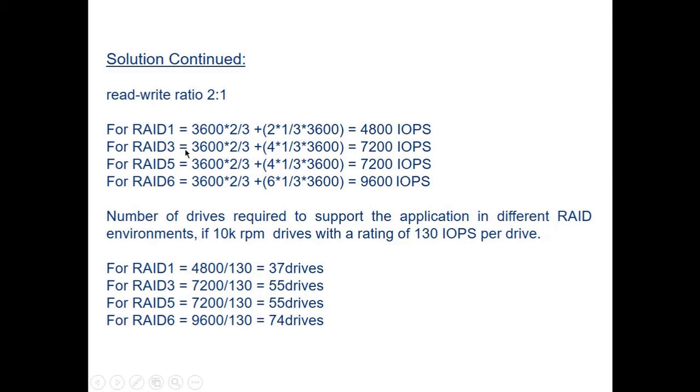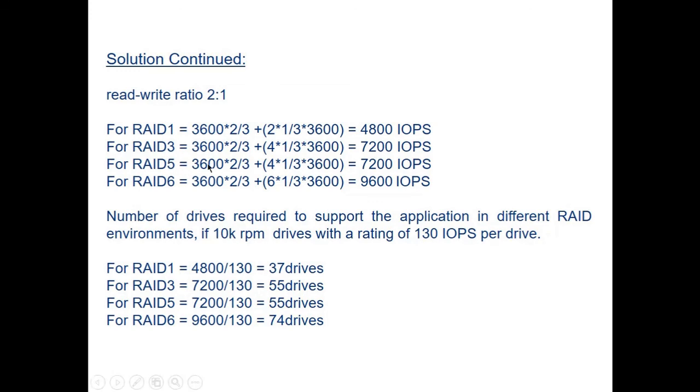Similarly for RAID 3, 3600 into 2 by 3. If you observe, the read operations will be the same for all the RAID levels. The write operations will also be the same, only the write penalty value changes. Rest of the values will be the same. For RAID 3, the disk load is computed as 3600 into 2 by 3 plus the write penalty, which is 4, into 1 by 3 into 3600, which equals 7200 IOPS.